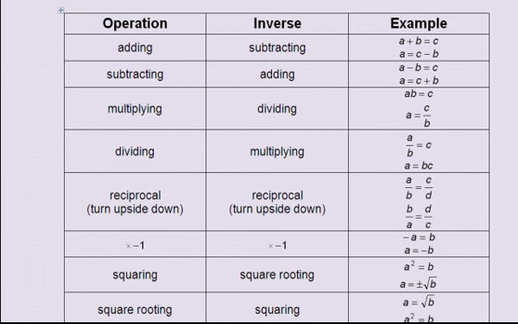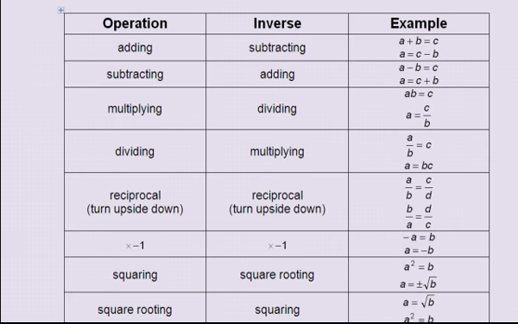The inverse of the operation multiply by minus 1 is multiply by minus 1. For example, minus A equals B implies that A equals minus B.